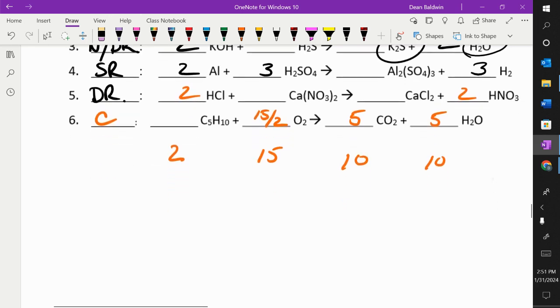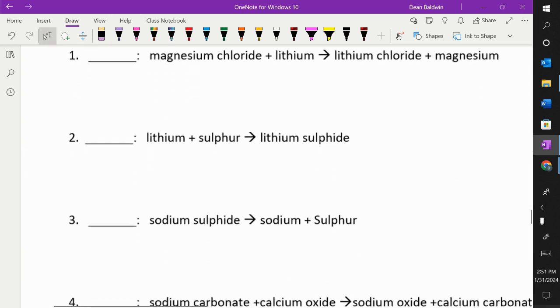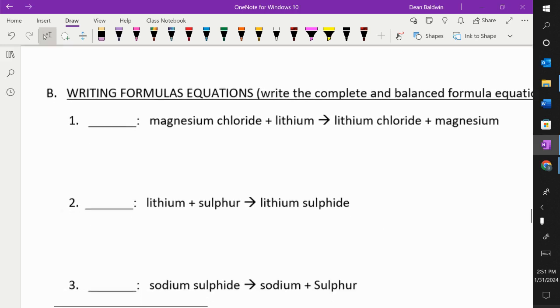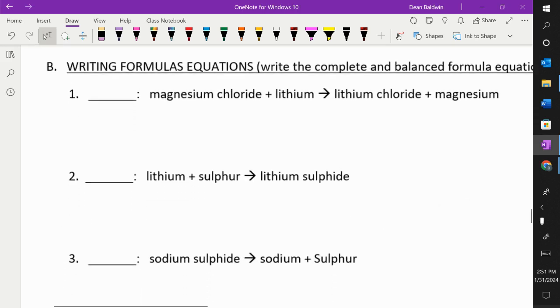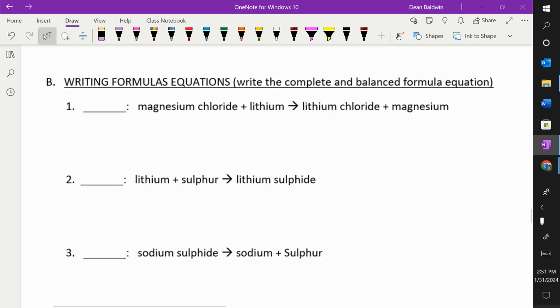We'll just do one of these, and then you're going to do the rest. This is what stuff's going to look like in Chem 12 a lot of the time. It's all going to be words. So we got to write the formula, and we got to balance it, and we got to classify it. Here we go. Magnesium chloride.